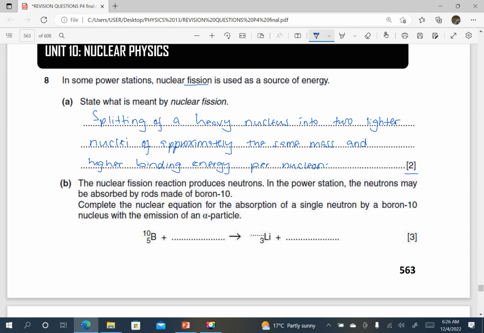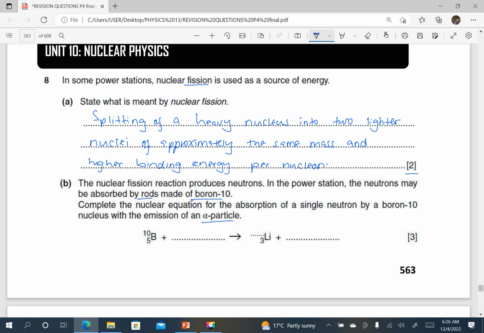The nuclear fission reaction produces neutrons. In the power station, the neutrons may be absorbed by rods. Normally, these are actually called boron rods. Complete the nuclear equation for the absorption of a single neutron by a boron nucleus with the emission of an alpha particle.